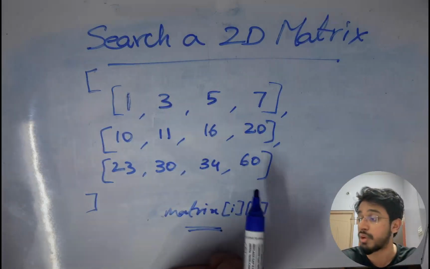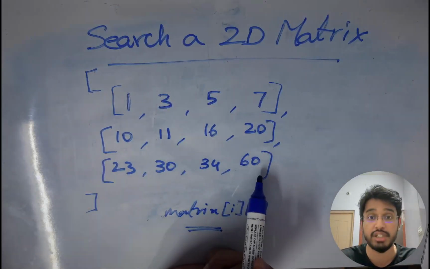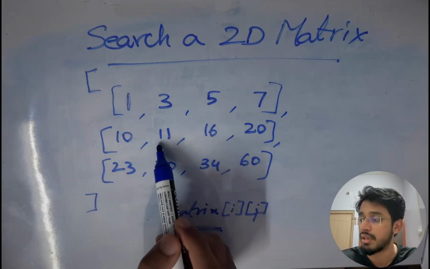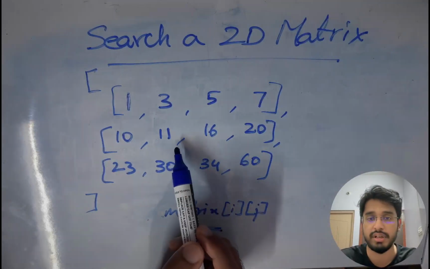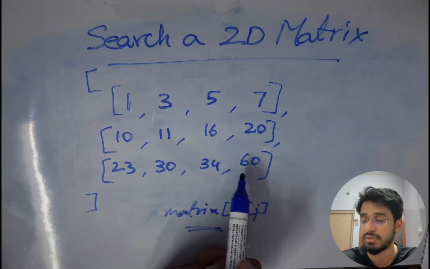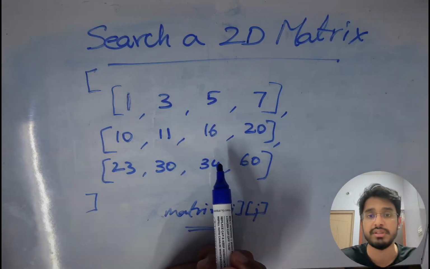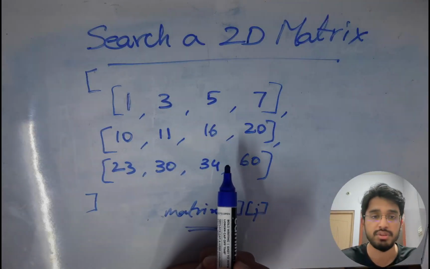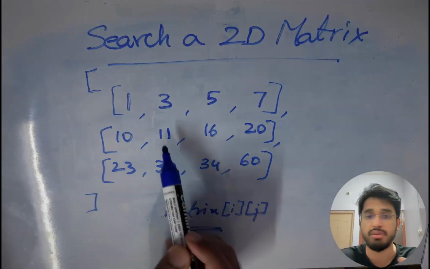We have values from 1 to 60 which are sorted. We just need to find the mid element, which is like 11 or 16, and based on that we eliminate values. We check whether the target value is greater than or lesser than the mid, and keep eliminating values. That's the binary search which we need to apply over here.